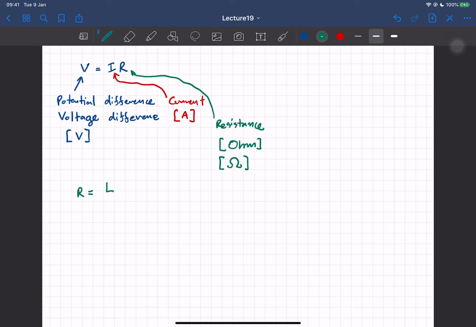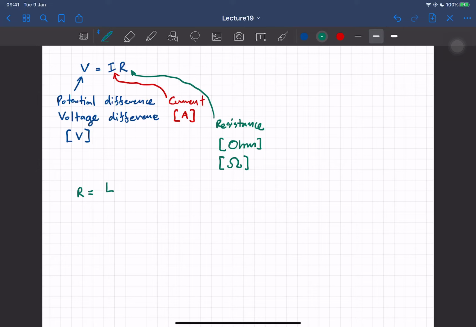The longer the material, the more resistance. It's kind of like a pipe for water to flow. If you have a longer pipe, then it's harder for water to flow through the pipe because it has to go through a larger distance. It's the same for electrons here. So if you have the same material, everything is the same, but one is longer than the other, then the longer one will have larger resistance.